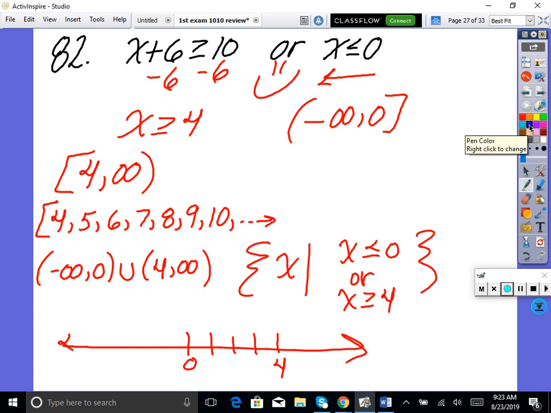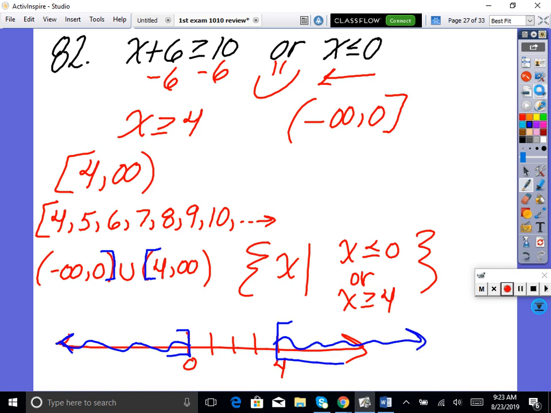Now, they were brackets, so guess what I've messed up on? I need to go back and put a bracket here. Gotta stay consistent. So then we're gonna do a bracket to negative infinity, a bracket to positive infinity.